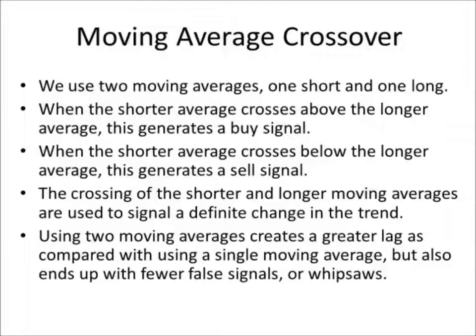That's a buy signal. Whenever that 10-day moving average falls below that 50-day moving average, that would be a sell signal. So you can see it's a fairly simple strategy. And the intuition is that the crossing of the shorter and the longer moving average is used to signal a definite change in the trend.